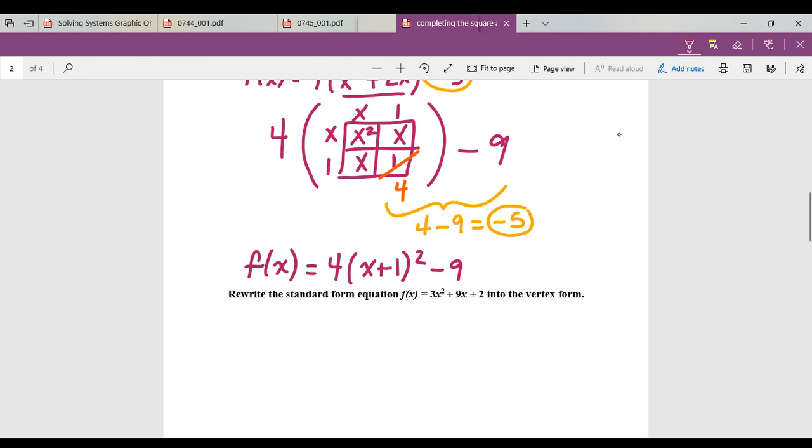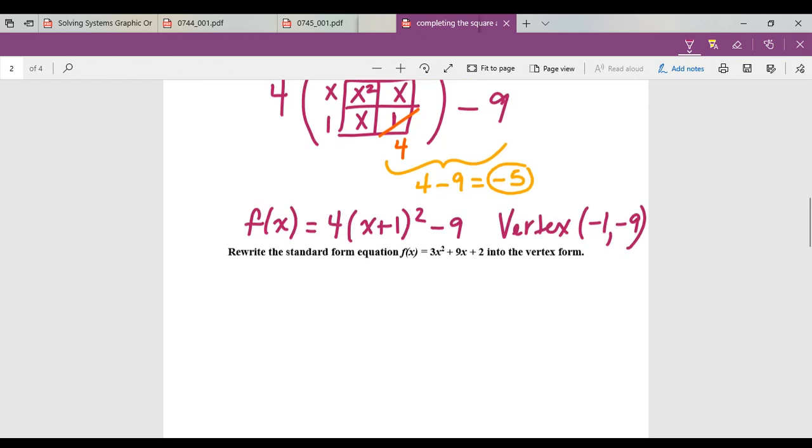Now, if we had this equation, can you guys tell me what the vertex is? Just for fun. Good job, Jose. So the opposite of what's in the parentheses and then the -9 hanging outside. Okay, we're going to do it again. The next one.